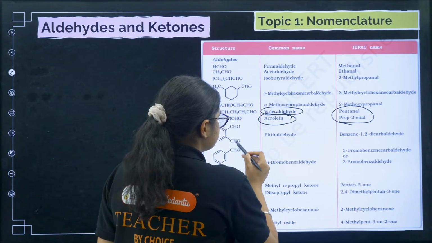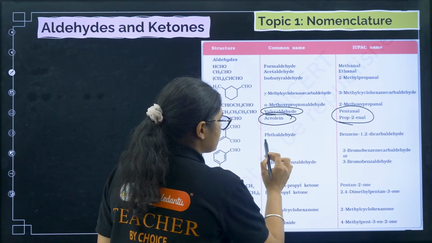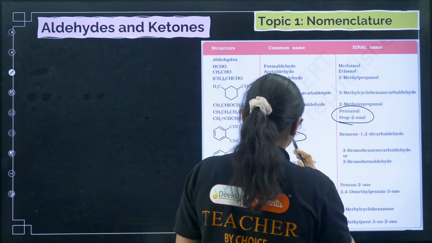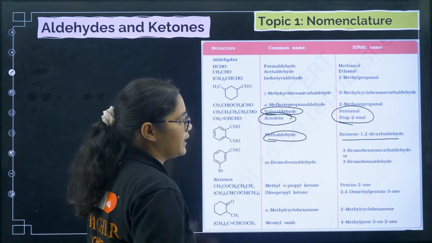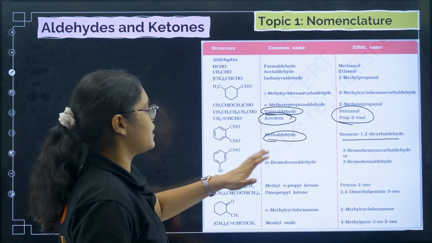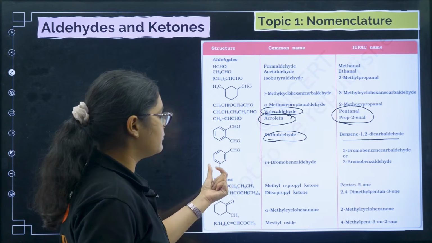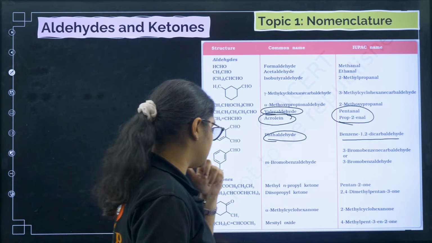Now if you see two CHO groups adjacent to each other, this is called phthalaldehyde, and here it is benzene-1,2-dicarbaldehyde, okay, benzene-1,2-dicarbaldehyde. Here it is meta-bromobenzaldehyde or 3-bromobenzaldehyde.